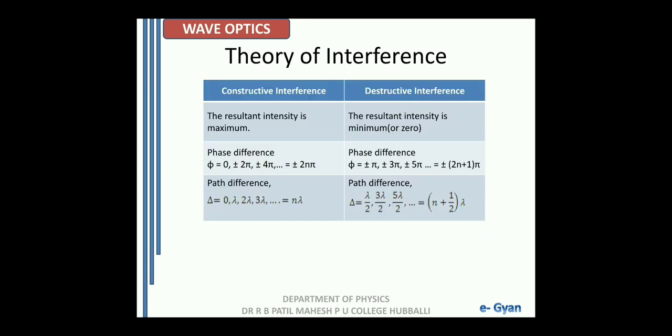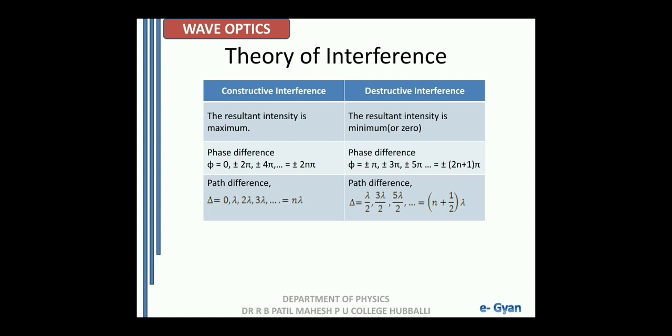Now if we compare constructive interference and destructive interference, when we try to distinguish them, the resultant intensity is maximum for constructive, whereas it is minimum or 0 in destructive. The phase difference to obtain constructive interference between the two waves at any point should be equal to 0, plus or minus 2 pi, plus or minus 4 pi and so on, in general plus or minus 2n pi. And the phase difference to obtain destructive interference is plus or minus pi, plus or minus 3 pi, plus or minus 5 pi and so on, till plus or minus 2n plus 1 times pi.